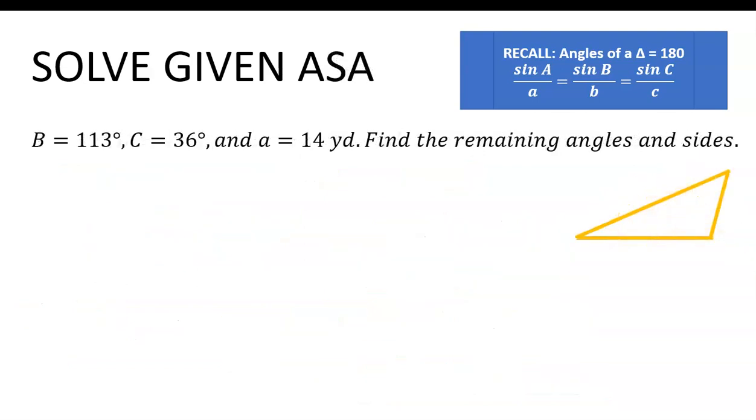Next we're going to do a triangle that is an ASA. So we'll start by labeling.